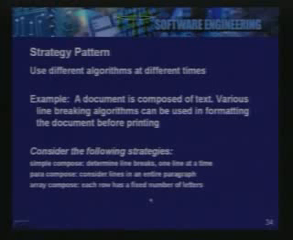Now we will quickly look at another pattern called strategy pattern. You should be able to use different algorithms at different times, different strategies at different times. For example, a document is composed of text, and various line breaking algorithms can be used in formatting the document before printing. You could have simple compose, determine line breaks one line at a time, or you could consider lines in an entire paragraph, or each row could have a fixed number of letters, which is array type of composition. So these different strategies you can use for justifying your text document.